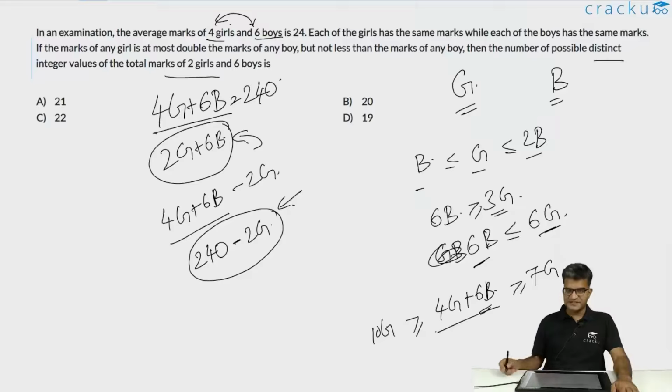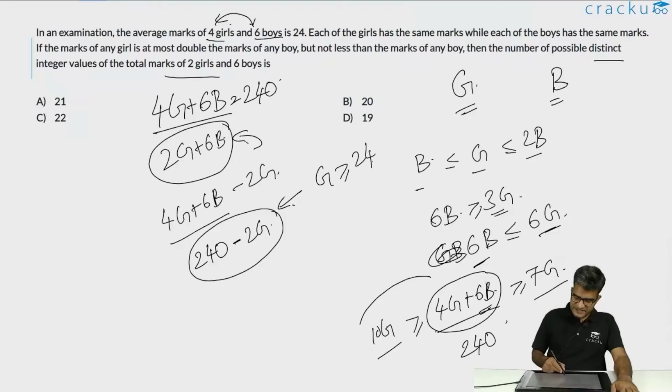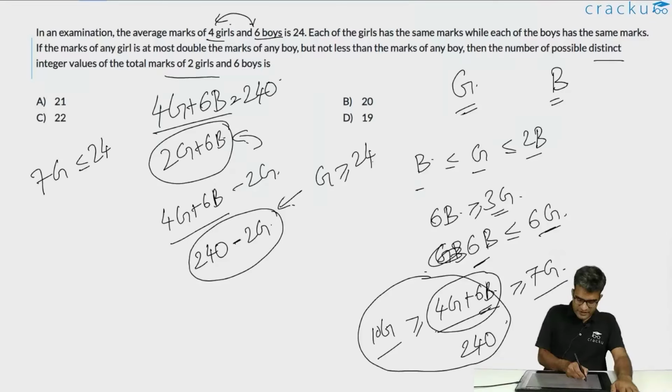Essentially, this 4G plus 6B will be greater than or equal to 7G, and less than or equal to 10G. This is equal to 240. So G is greater than or equal to 24 from this side of the inequality, and 7G is less than or equal to 240, or the value of G is less than or equal to 240 by 7. So we got the bounds for G, but we need the bounds for 2G. So 2G is greater than or equal to 48, and 2G is less than or equal to 480 by 7.